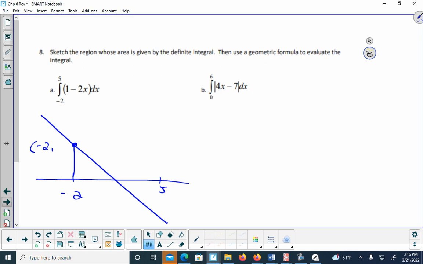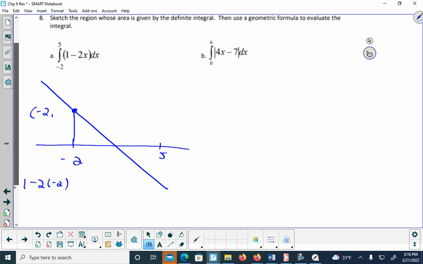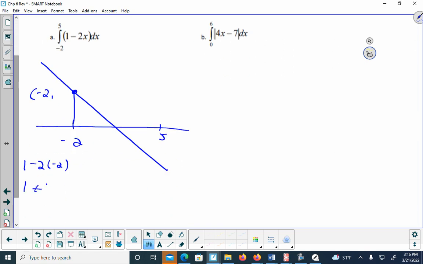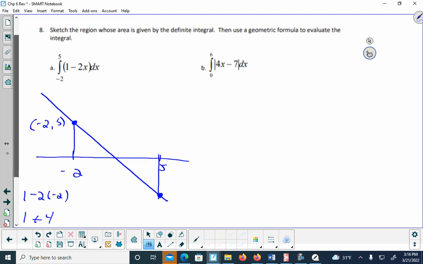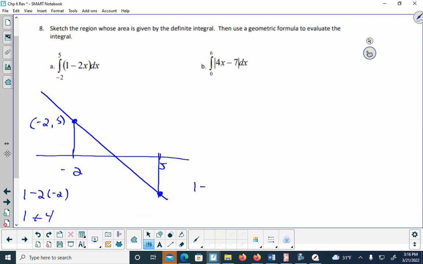To find the y value, we take 1 minus 2 times -2. So that's going to be 1 plus 4, so that's going to be 5. So this is going to be (-2, 5). Then I'm going to find this one here, and when I find that point there, I'm going to substitute 5. So 1 minus 2 times 5, this is 1 minus 10, and then -9. So this ordered pair here is (5, -9).